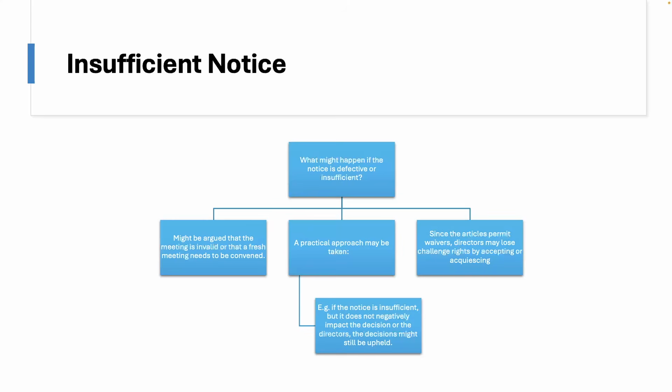Since the articles permit waivers as well, as we've already noted, directors may lose their right to challenge the sufficiency of notice that is given by accepting or acquiescing by way of some kind of waiver as well. And so really, in short, in summary, a failure of proper notice does not automatically prove fatal for the particular decision itself, but it is a basis that could be given for a director to challenge said decision-making process.